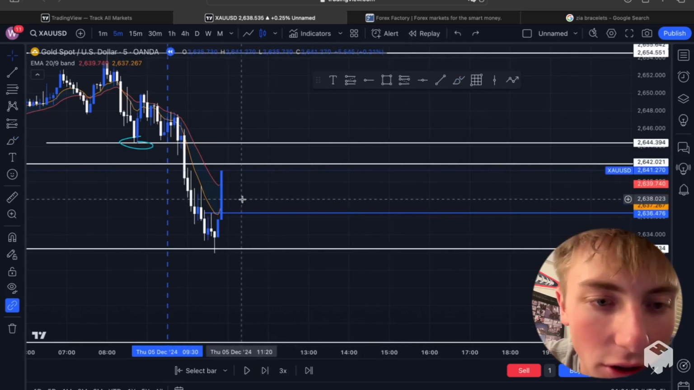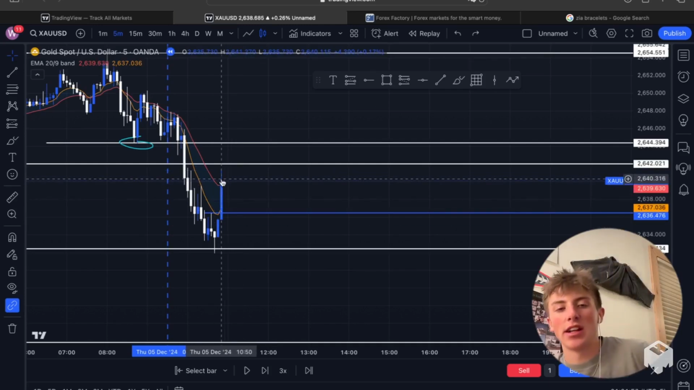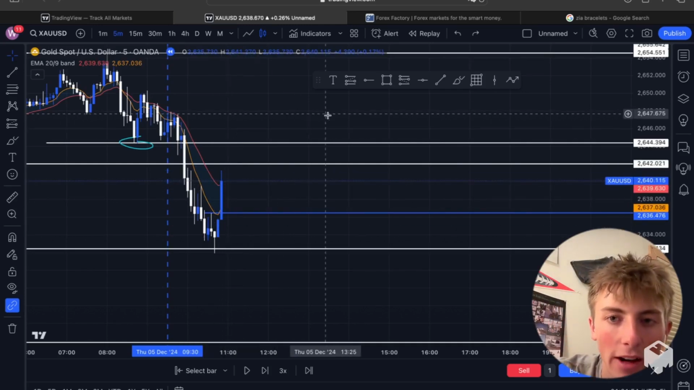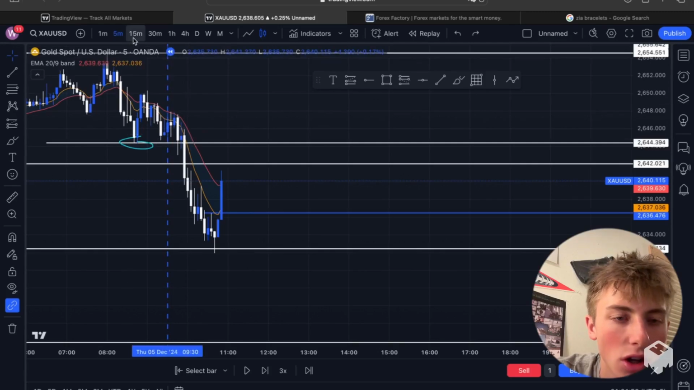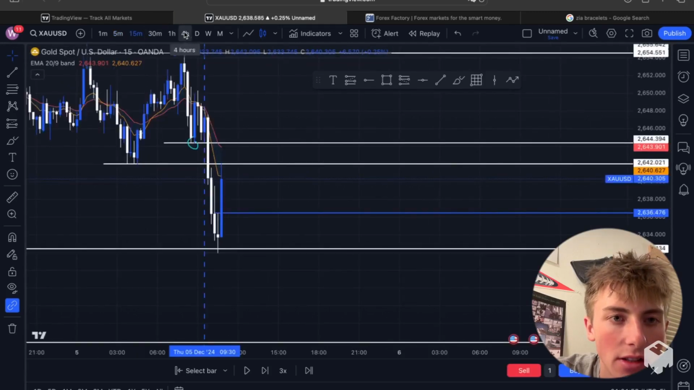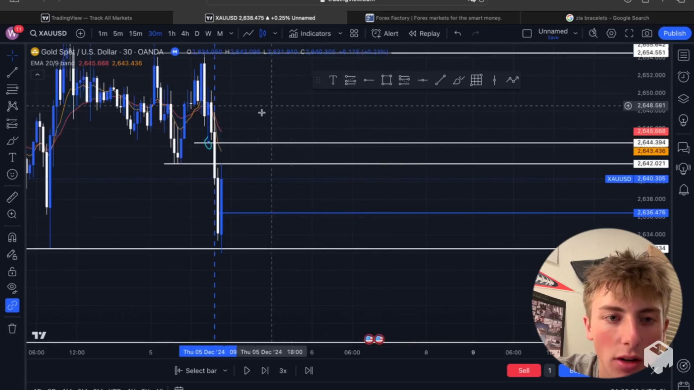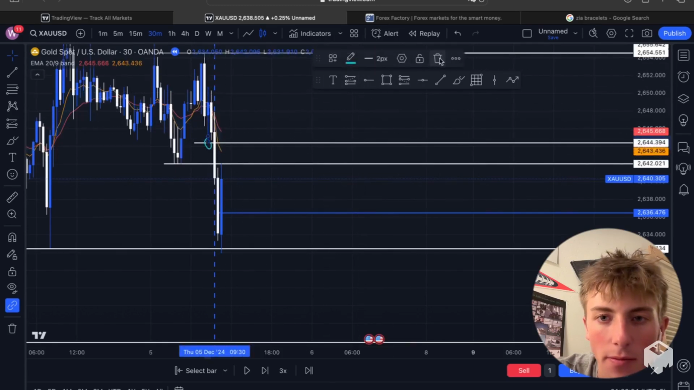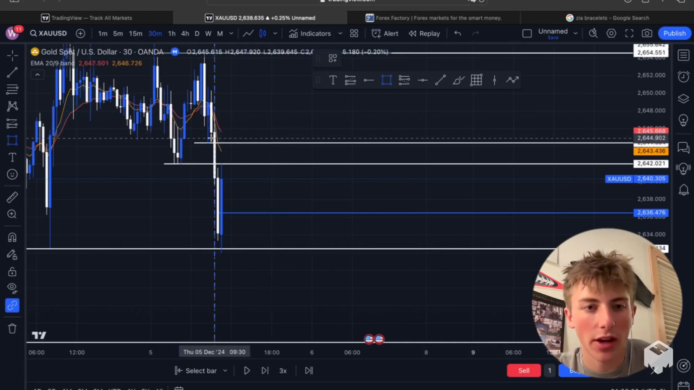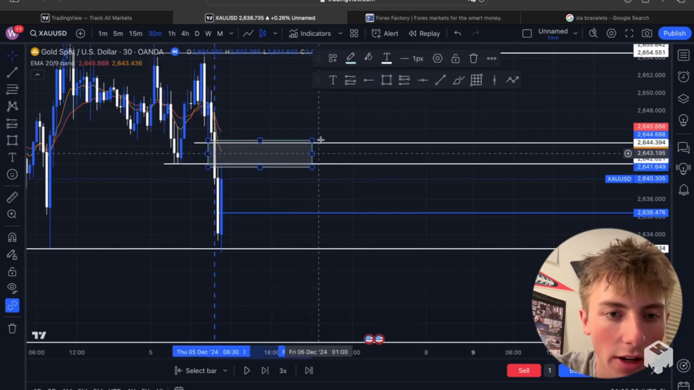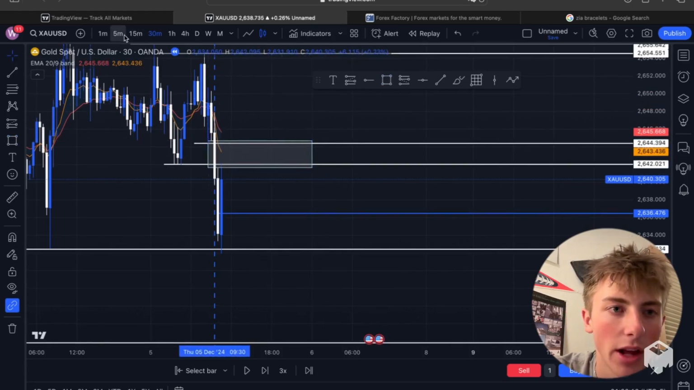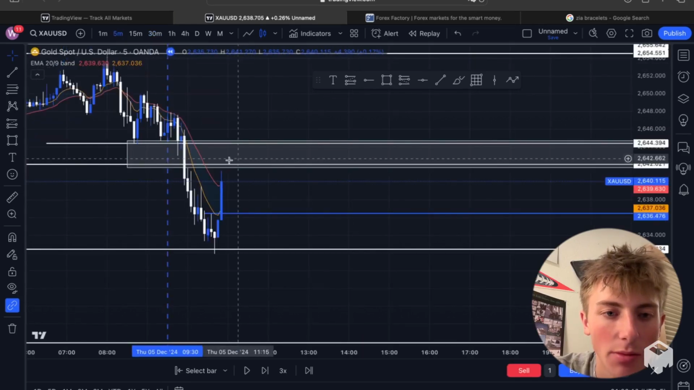As you can see, the break of structure candle was extremely massive and didn't give any room really for pullback for me to enter off of. Also, we've got this 30-minute fair value gap that was created from the down move before right here, that I was originally planning on taking the take profits up to.